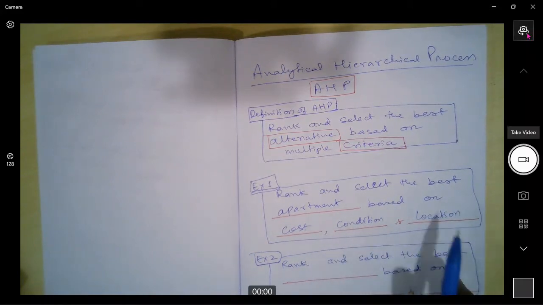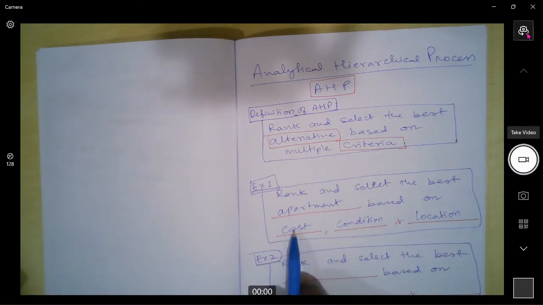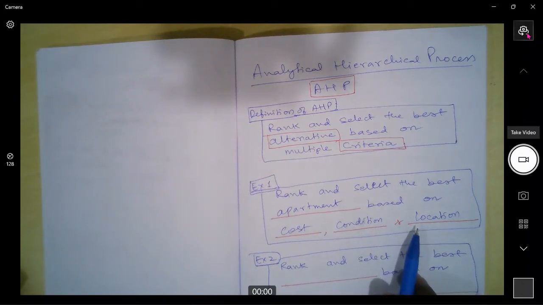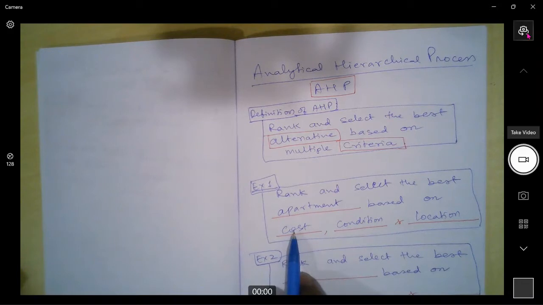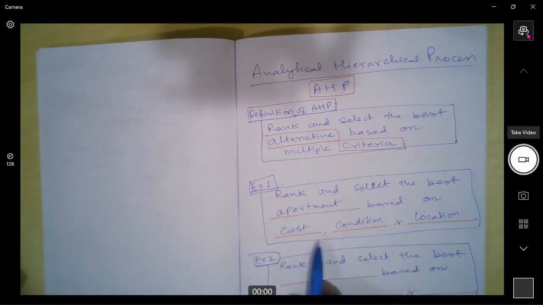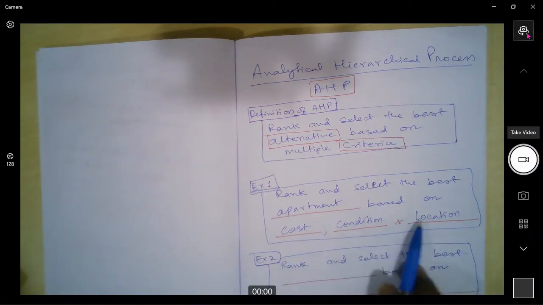There are three criteria, right? But the location criterion may be more important for some person. It has to be near my office, it has to be at this location, it has to be near a shopping mall, whatever. I don't care what the cost is, I don't care what the condition is. Whereas some other person may give more importance to cost. They say no, the cost should be less, even if it is in the outskirts of the city, very far and I have to travel. Okay, I will manage, but I want a quiet and low cost place.